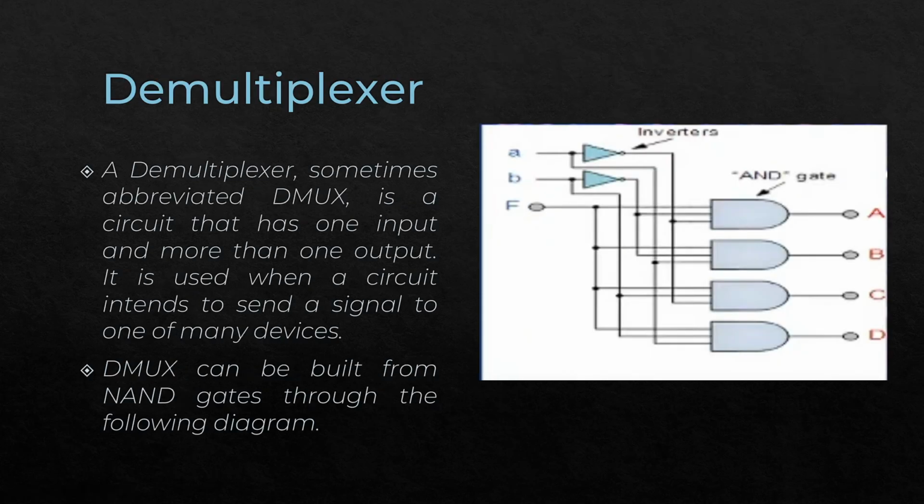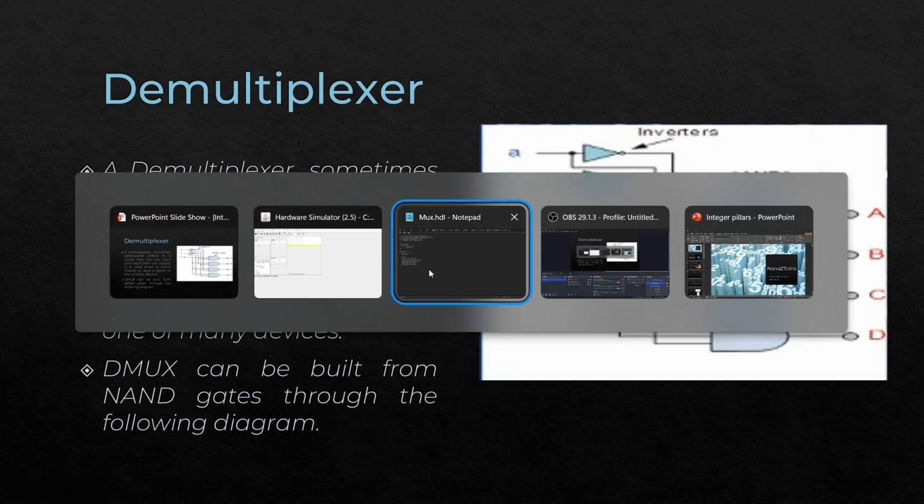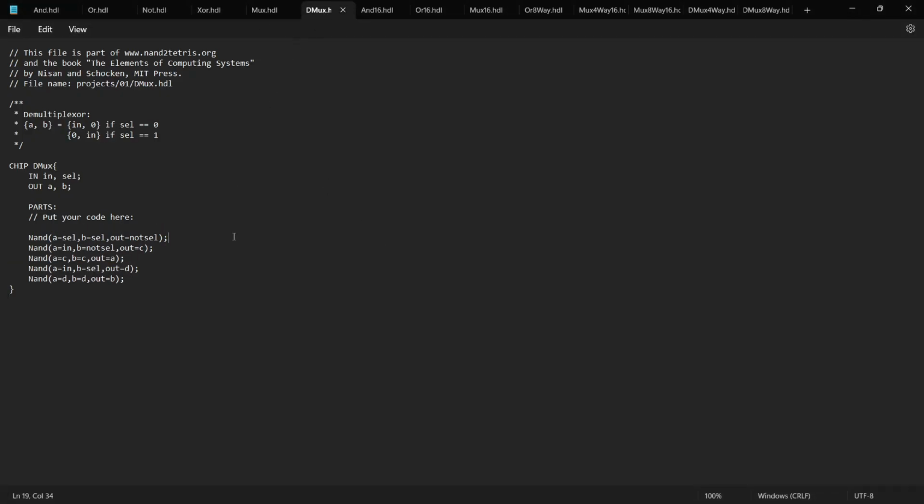A demultiplexer, sometimes abbreviated as demux, is a circuit that has one input and more than one output. As you can see here, it is used when a circuit intends to send a signal to many devices. Demux can be built from NAND gates through the following diagram. So here we'll be implementing demux. Here's the code for the demux.